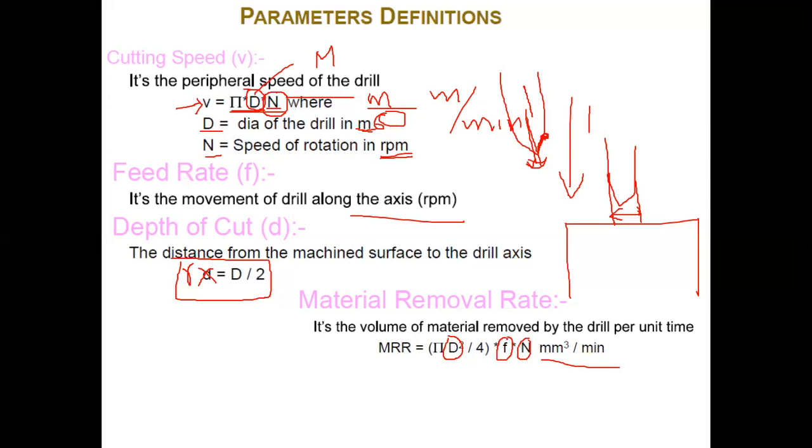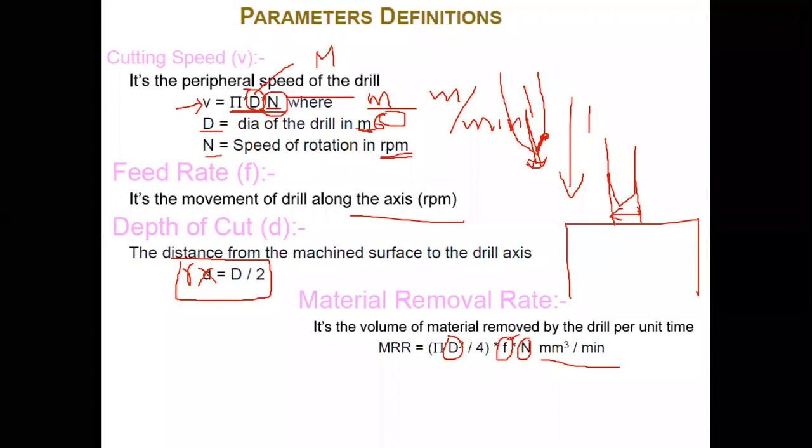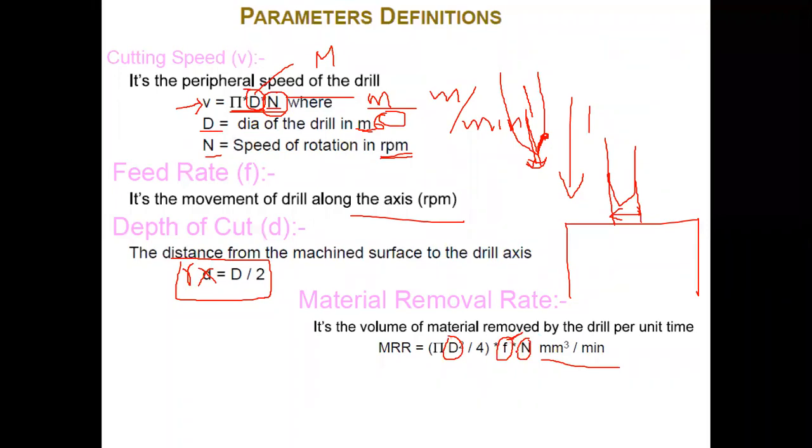And this is n, in revolutions. So this is mm per revolution, and this is revolutions per second. Then this is coming as meter³ per minute.